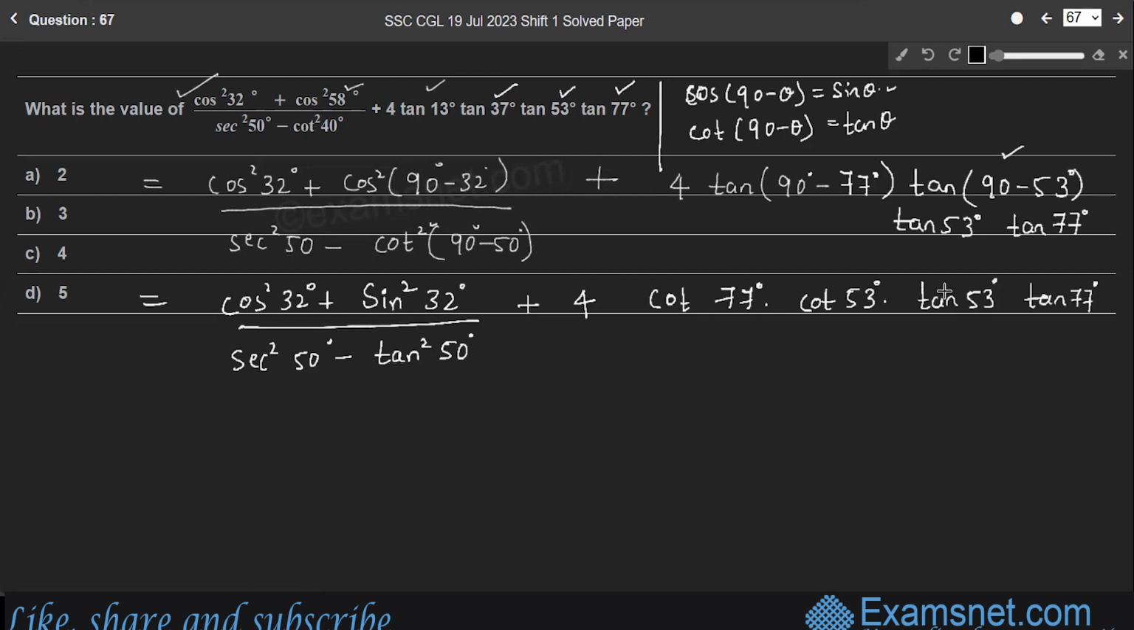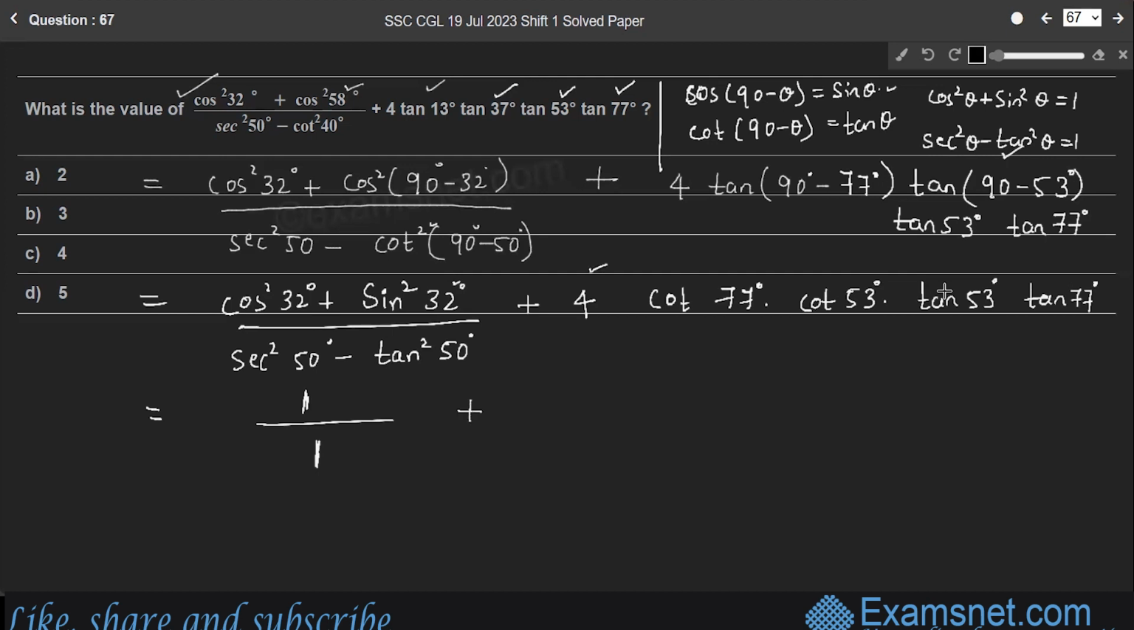Tan 77, right? So here, consider the numerator part, which is in the form of cos square theta plus sine square theta, which is 1. The trigonometric identity says cos square theta plus sine square theta is always 1. Whereas in the denominator part, secant square theta minus tan square theta is also 1. So first part becomes 1 by 1, which is 1.